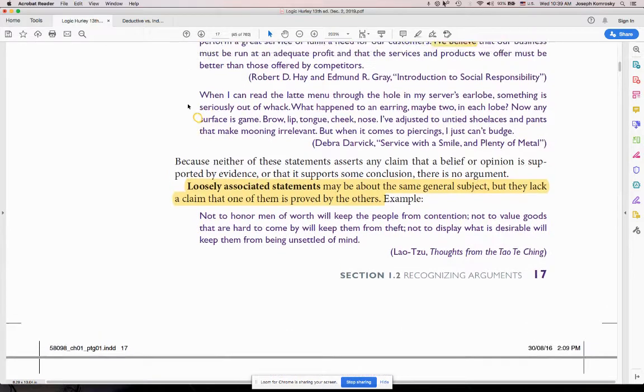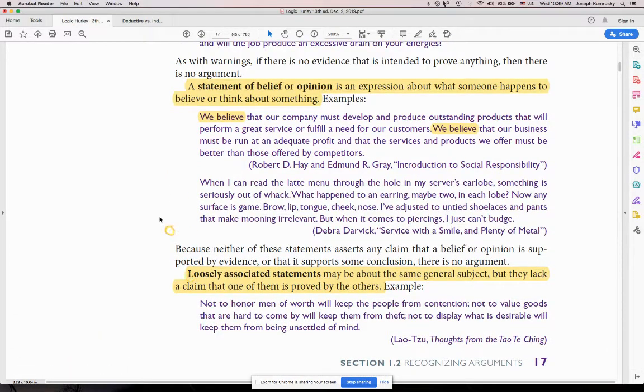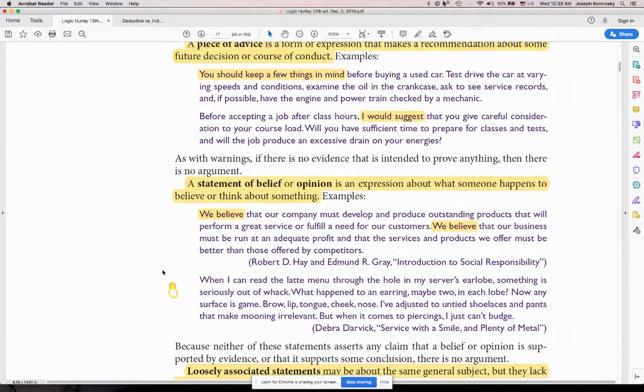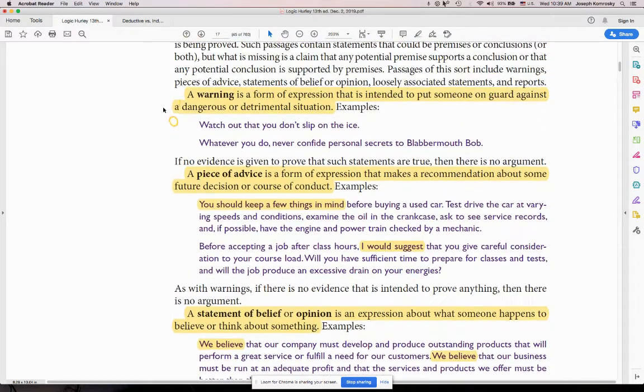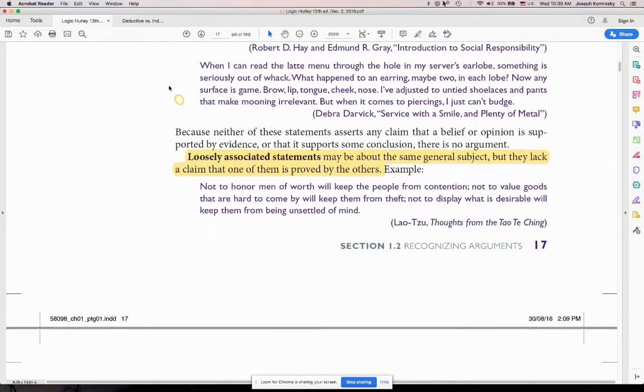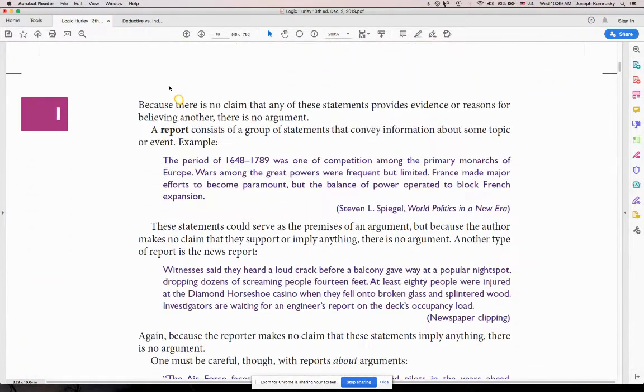And again, what are we trying to do in this section 1.2? We're trying to recognize non-arguments by their forms. One type of non-argument is this, loosely associated statements. Another one is a belief or opinion. Another one's a piece of advice. Another one's a warning. We're trying to differentiate between these, okay? A report. This is pretty easy. A report consists of a group of statements that convey information about some topic or event.